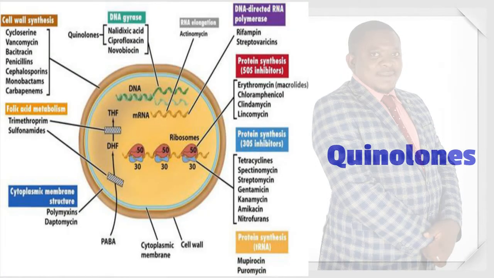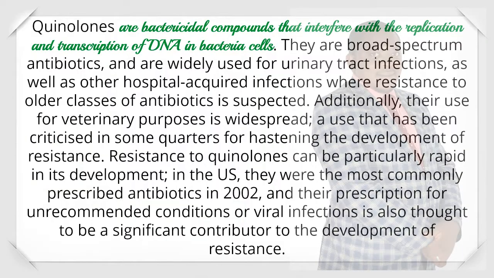Quinolones. Quinolones are bactericidal compounds that interfere with the replication and transcription of DNA in bacteria cells. They are broad-spectrum antibiotics and are widely used for urinary tract infections, as well as other hospital-acquired infections, where resistance to older classes of antibiotics is suspected. Additionally, their use for veterinary purposes is widespread, a use that has been criticized in some quarters for hastening the development of resistance. Resistance to quinolones can be particularly rapid in its development.